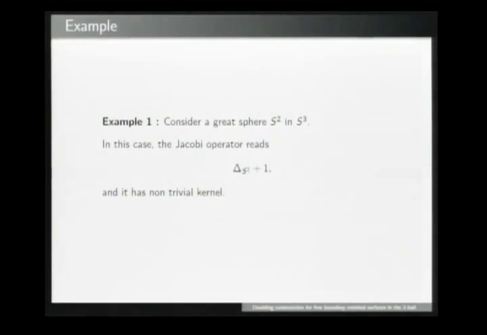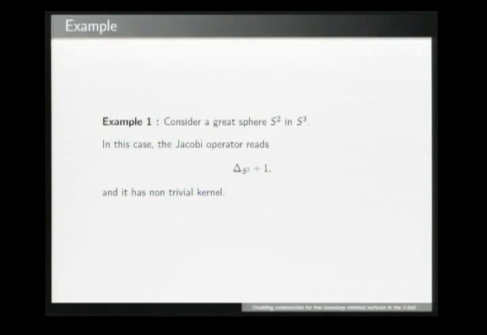Okay, so now let's give two examples. First of all, you can start with a sphere S2 in S3, a great sphere. In this case, the Jacobi operator is given by this, and unfortunately, this one has a non-trivial kernel. These are given by coordinate functions. So unfortunately, you cannot apply the theorem to this example here. But nevertheless, you can work equivariantly. You see that in this case, in fact, the function psi is equal to 1, and so all points are critical points.